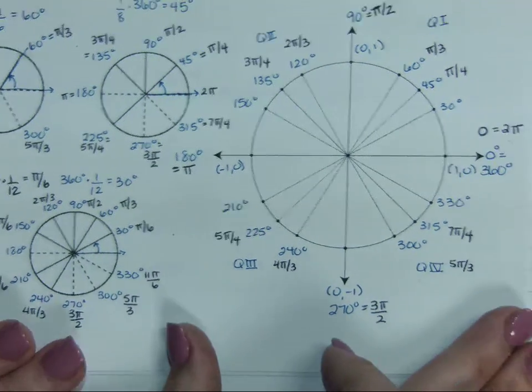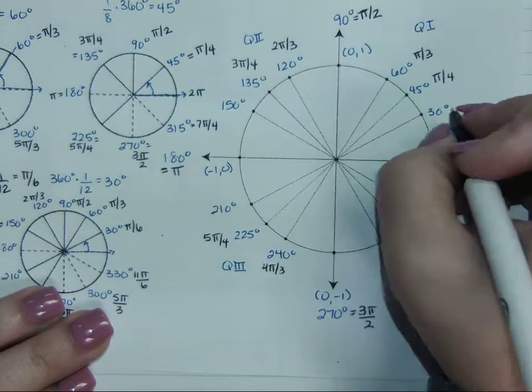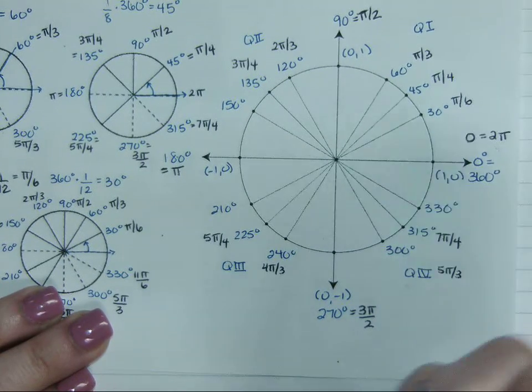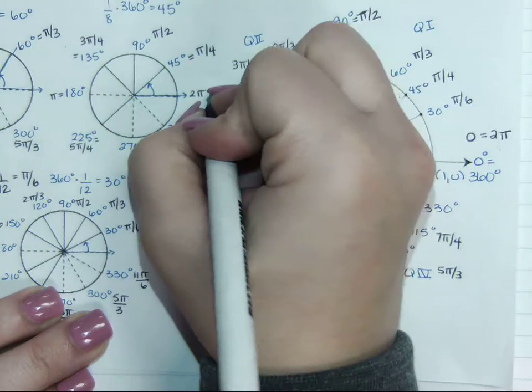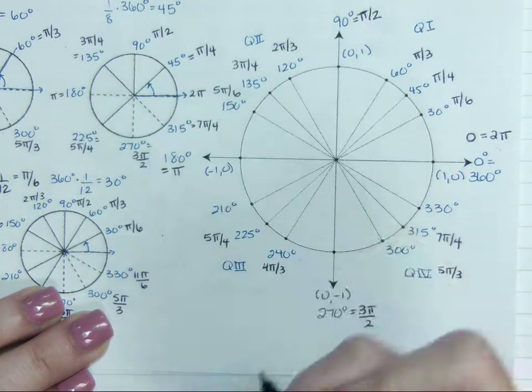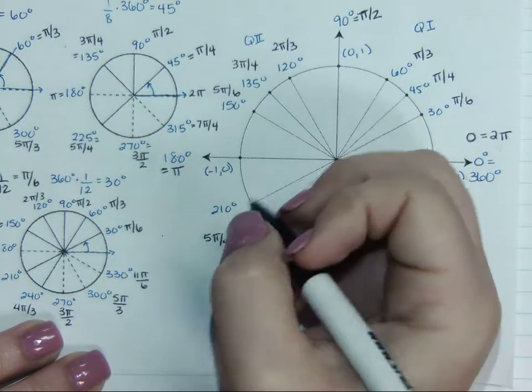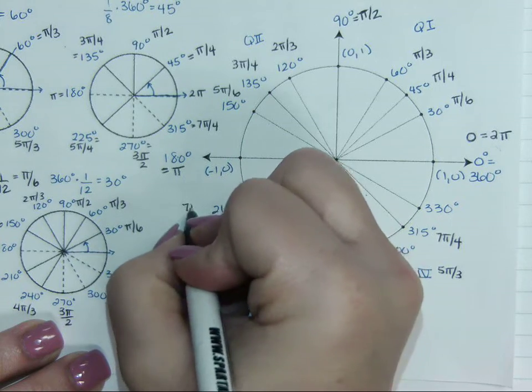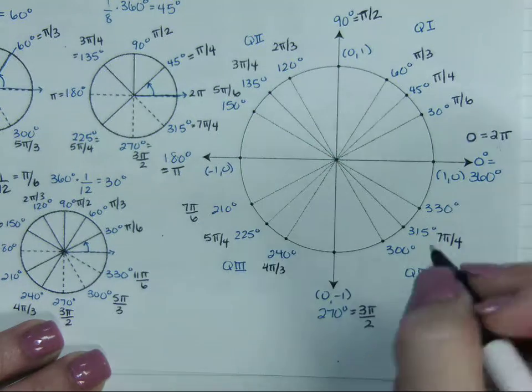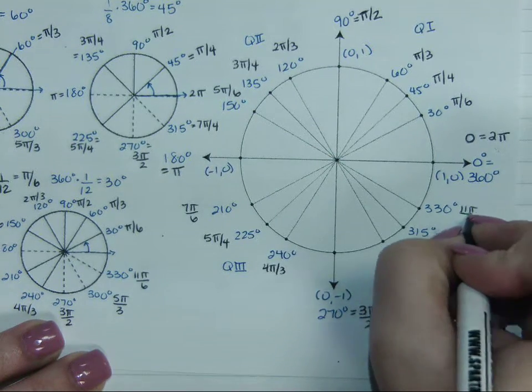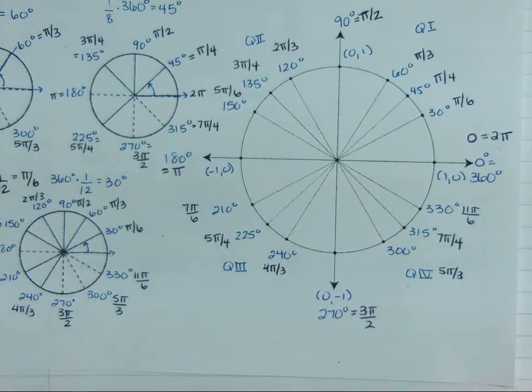So we can label all the pi over 6 increments as well. You're going to see that some of these are already labeled because they are multiples of 30. Every time you have a multiple of 30, you're going to simplify that fraction down, so not every one is going to get labeled. And these are our radian measures.